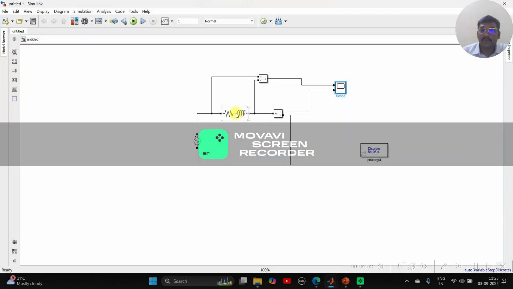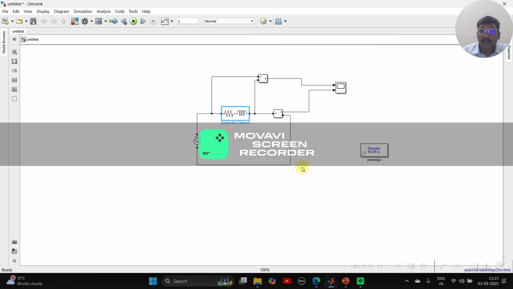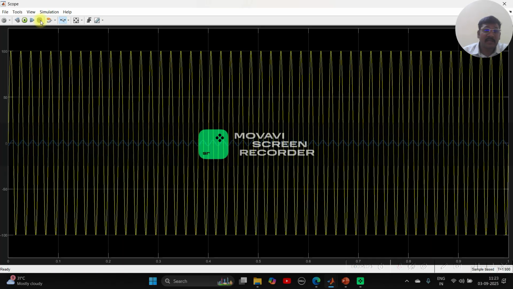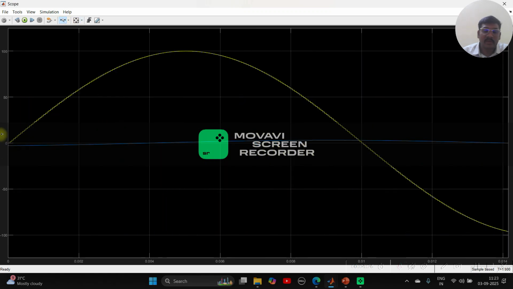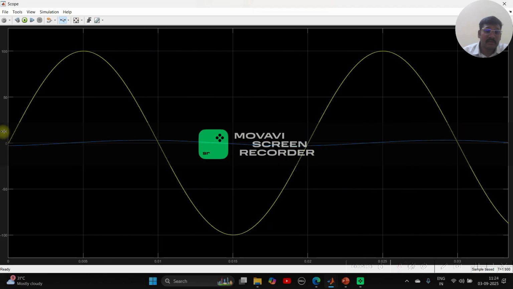Now I am changing the value of inductance from 25 millihenry to 100 millihenry. Now you can see another phase angle difference. The phase angle between the voltage and current will increase. You see here, now the phase angle has increased to nearly 90 degrees. It is not exactly 90 degrees, but it is near 80 or 90 degrees. So this is the difference.